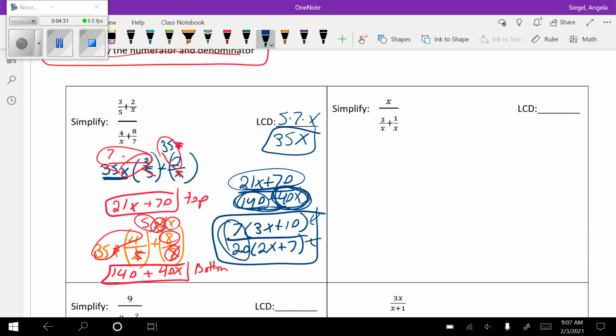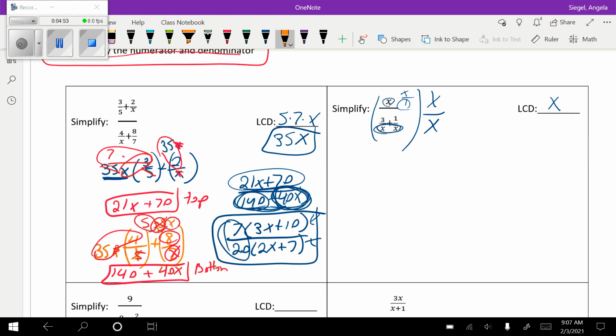But other than that, that is the process. Okay, let's go to the next one. So think about this, be careful, because this is like the same thing over 1. So I'm looking at our LCD, and our LCD is x. So I'm going to multiply both the top and the bottom by x. So x over x.